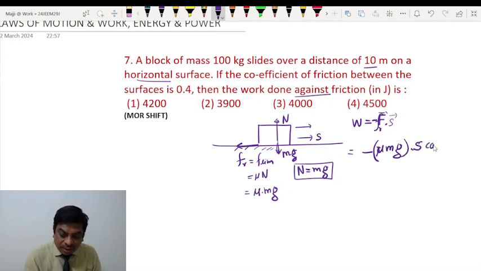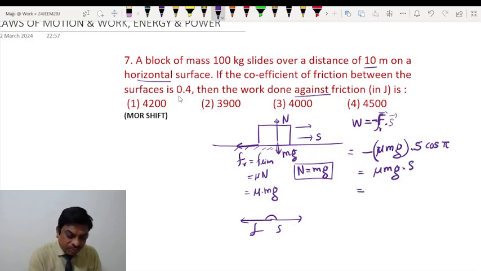Okay, then cos of 180 degrees. You can see displacement is in this direction, frictional force is in the opposite direction. You can see the angle between them is 180, and cos 180 is minus 1. So minus into minus becomes plus. So mu is given as 0.4.